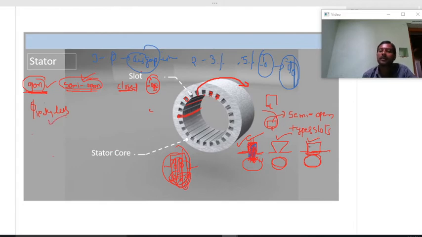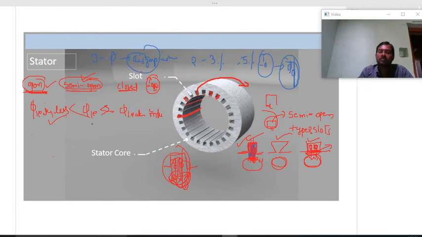And here, conductors are available, but there is a disturbance because this is closed, that's why the stator conductor flux cannot link. Some flux will link, but most of the flux will be leakage. So here the flux leakage is more, and here the flux leakage is in between, less than this one and greater than this one. These are the major four differences between open type, semi open and closed type slots.